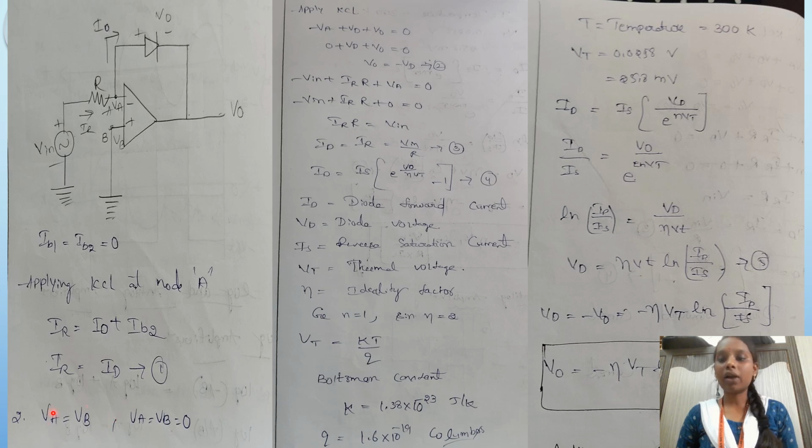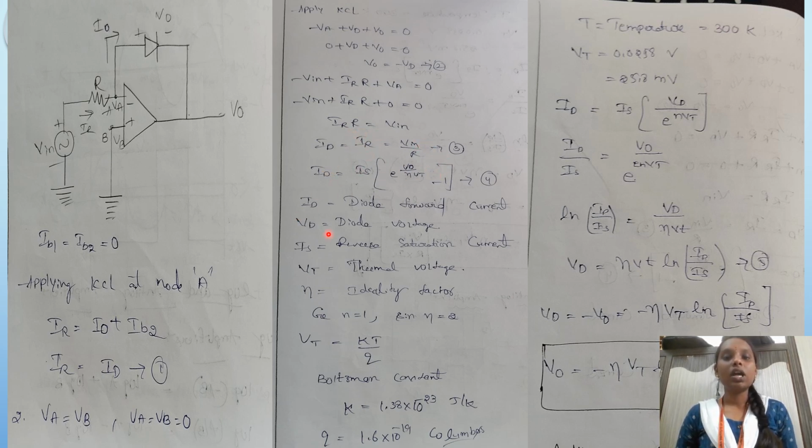Next, VA equals 0 according to the assumption. Applying KVL to the loop, minus VA plus VD plus V0 equals 0. In place of VA, we can place 0, so we get the second equation. Next, applying KVL to the first input loop, minus Vin plus IR times R plus VA equals 0. Since VA equals 0, IR times R equals Vin, so IR equals Vin by R.